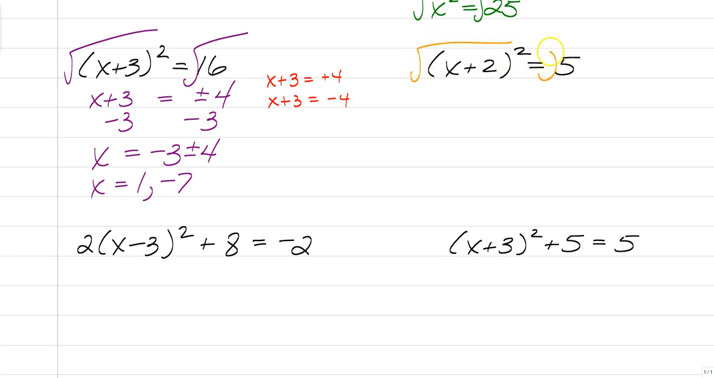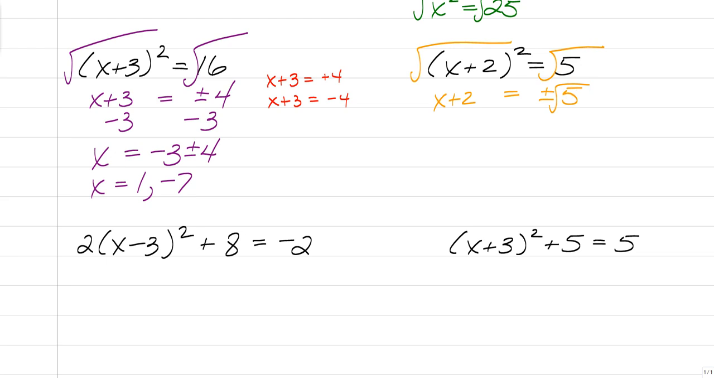We already have the parentheses squared by themselves, so let's get rid of the squared. That's going to leave us with x plus 2 is equal to plus or minus 5. And this is the part I'm talking about. If you want to split it right now, you can. You can say x plus 2 is equal to the square root of 5, or you can say x plus 2 is equal to a negative square root of 5. Remember, the square root of 5 is square root of 5.